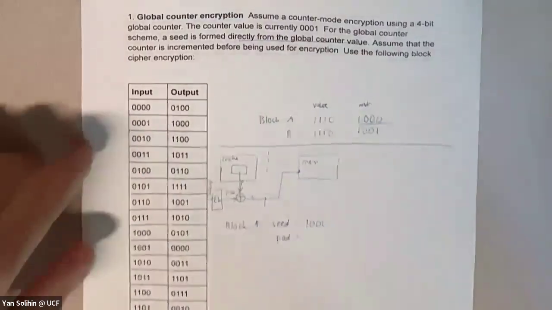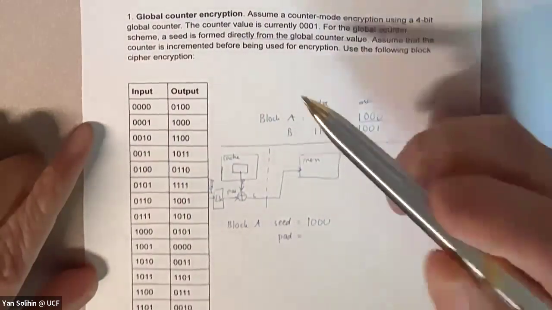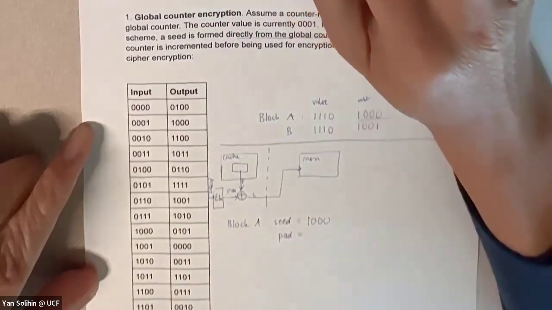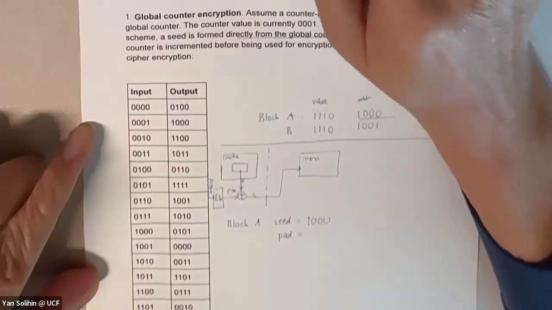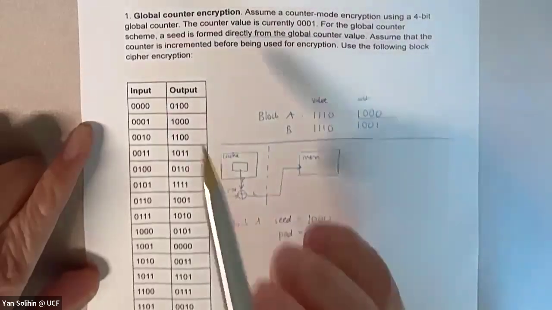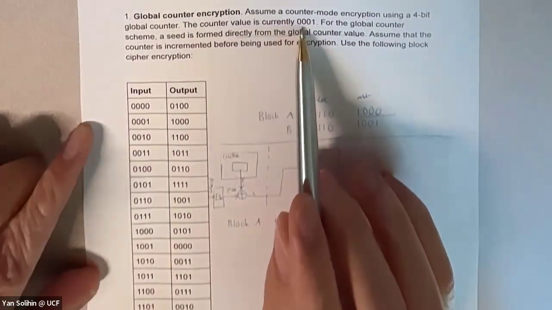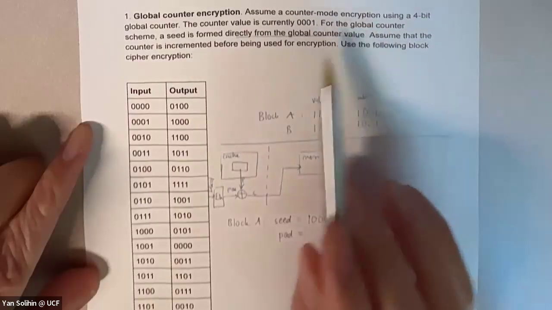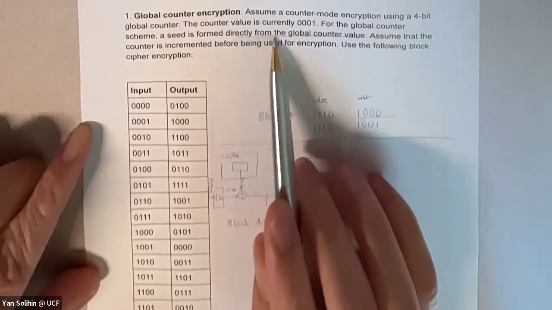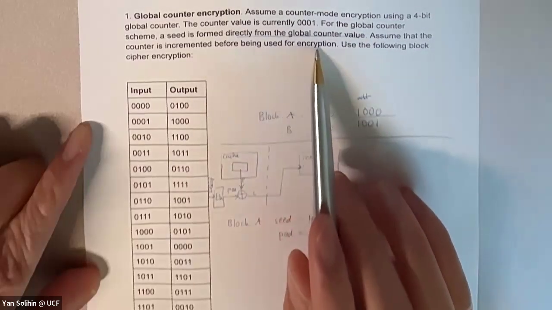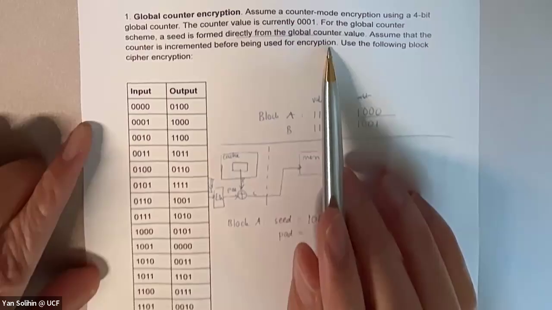Hi, good morning. Today we are going to look at the global counter encryption problem. Assume that we use a counter mode encryption using a 4-bit global counter. The counter value is currently 0001. For the global counter scheme, the seed is formed directly from the global counter value. Assume that the counter is incremented before being used for encryption. So that's the same as in class.